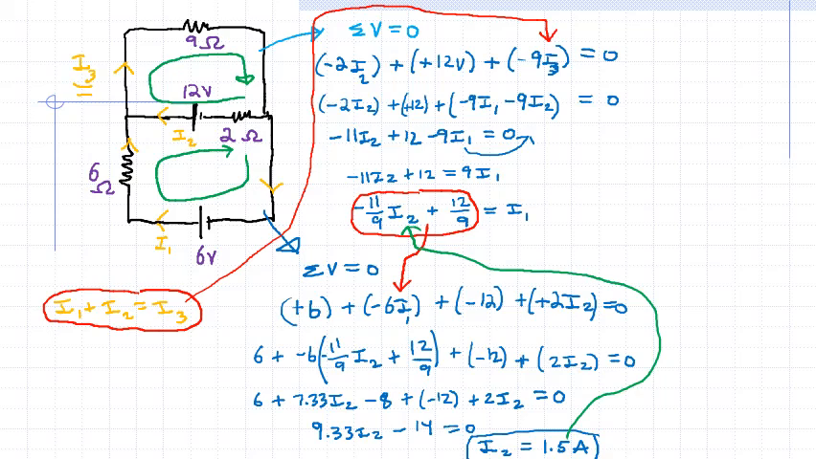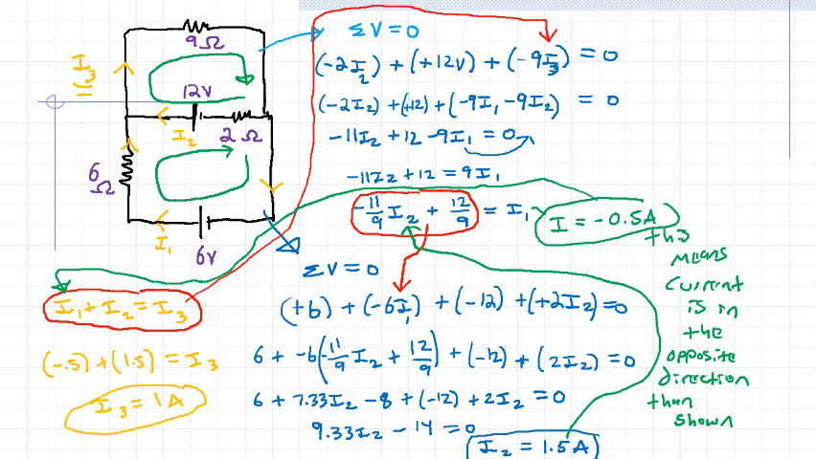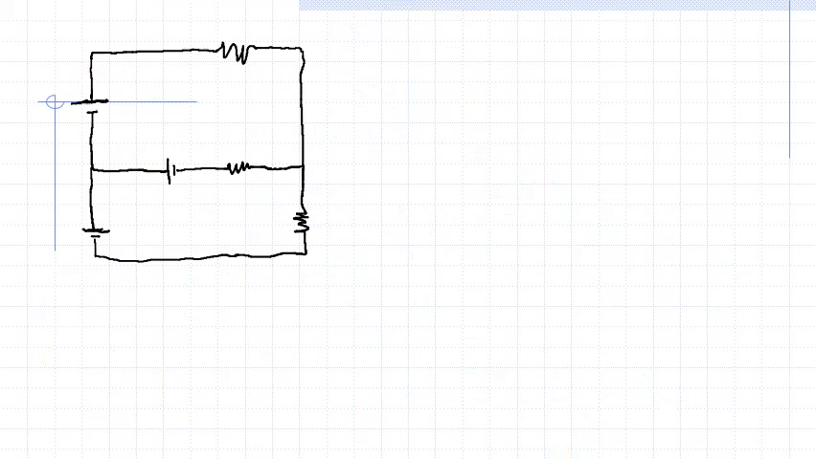For the I1, I got negative 0.5 amps. So what that means is the current is actually going around like this, because I got a negative. And so I just got the direction wrong. So the current's going around like this. And then over here, 1 amp, so that is true. So the current is actually going this way at 1 amp. The only one that I got backwards is really I2, which is going the other way.